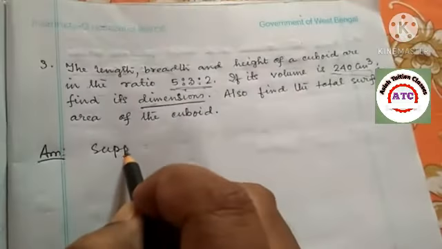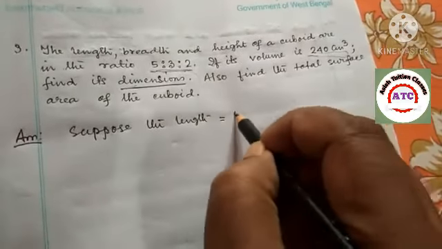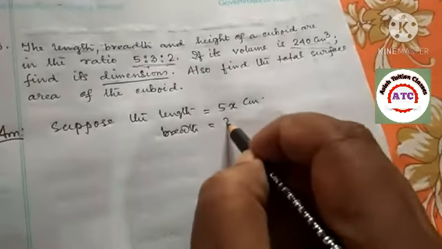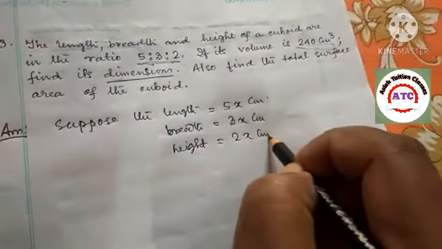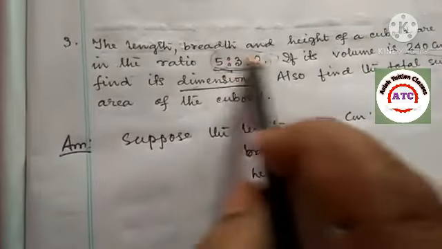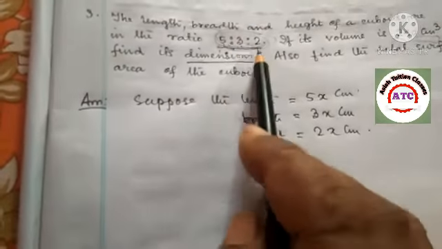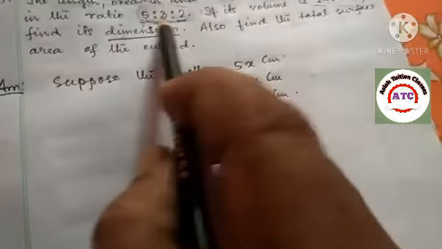Suppose the length is equal to 5x centimeter, breadth is equal to 3x centimeter, height is equal to 2x centimeter. How can we write this? We can write this from the ratio of the problem, 5:3:2, length, breadth and height. This means 5x, 3x, 2x. We have converted the ratio into figures. Okay, 5x, 3x, 2x.